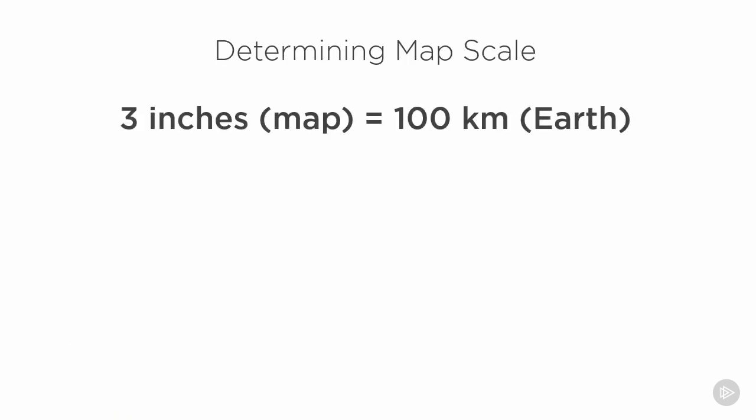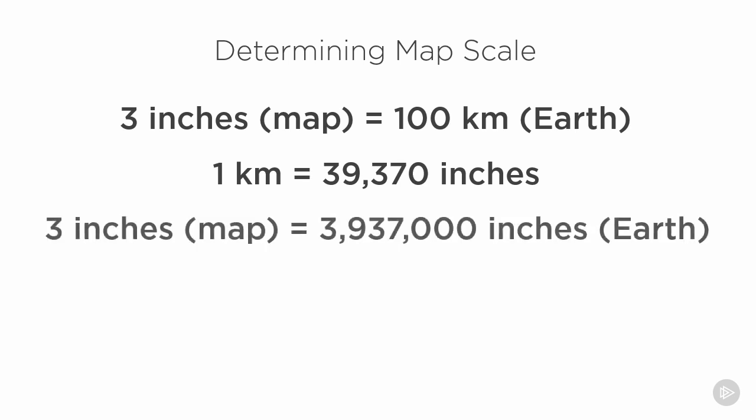So in our example, 3 inches on the map is equivalent of 100 kilometers on Earth. Now we know that 1 kilometer is the equivalent of 39,370 inches, give or take 1/10 of an inch. So you just do a simple multiplication and you determine that 3 inches on the map is the equivalent of 3,937,000 inches on the Earth.